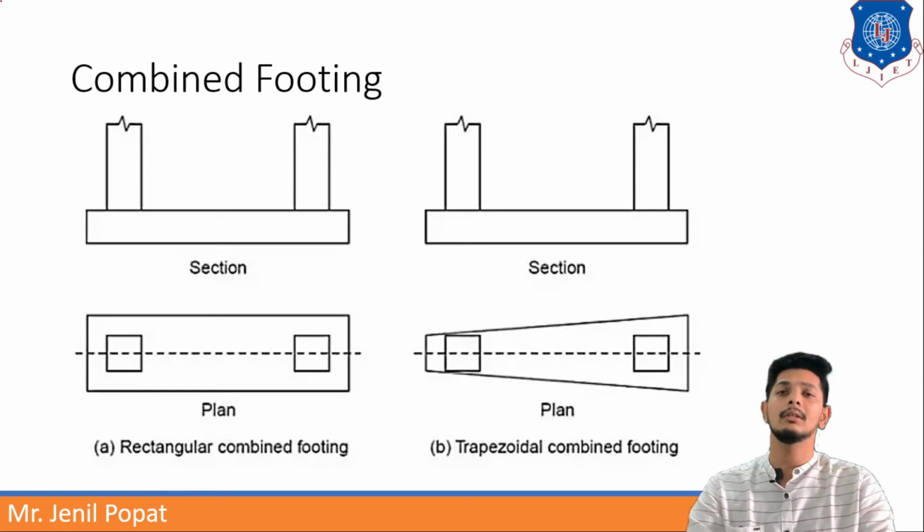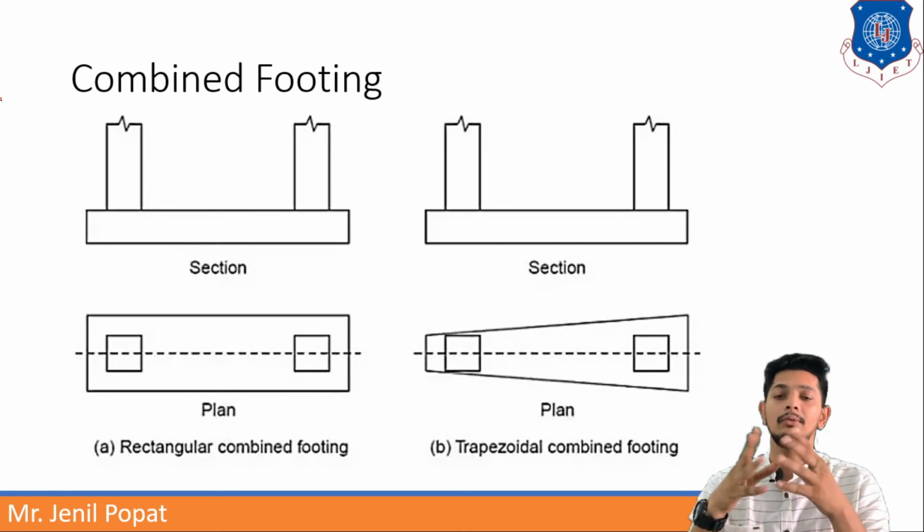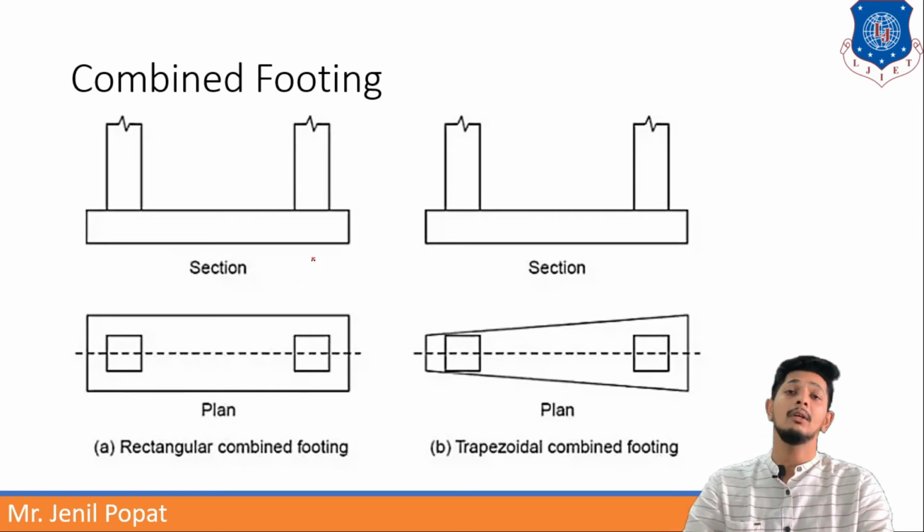Basically, combined footing is a concept of what? If the two columns are very nearby or they are weaker individually, you can use combined footing. And in combined footing, if you are joining two columns with a rectangle, it is a rectangular combined footing, and otherwise it is a trapezoidal combined footing. When one column is weaker than another one, then trapezoidal footings are used.